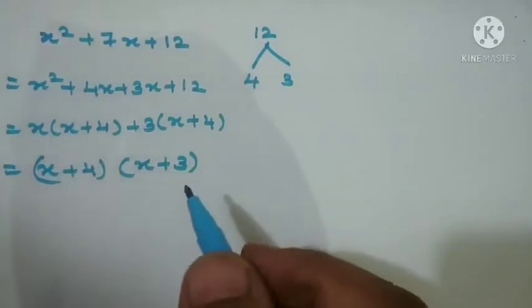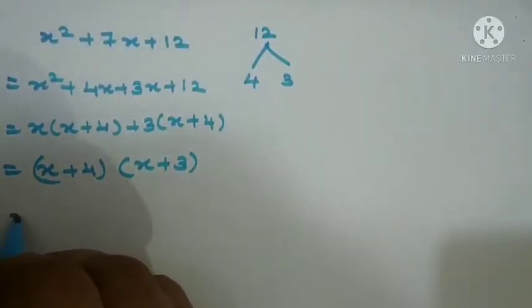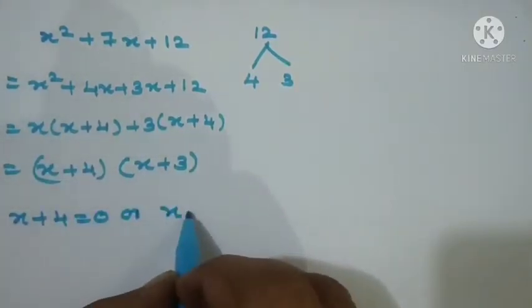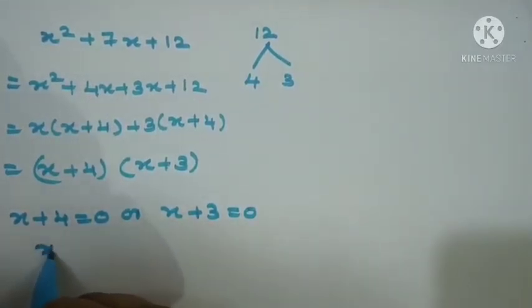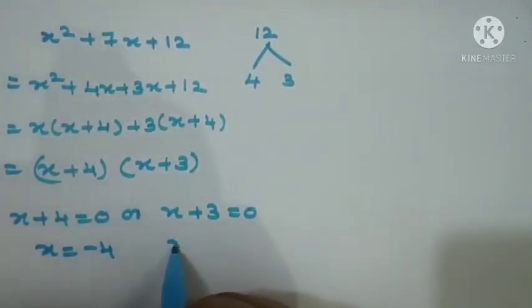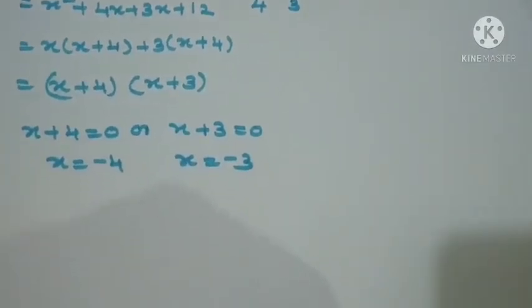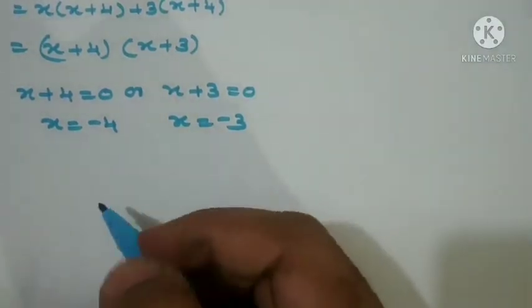Now what is the next step? We should equate them to 0. So we can write x plus 4 equal to 0 or x plus 3 equal to 0. That means x equal to minus 4, x equal to minus 3. So we got the zeros here, minus 4 and minus 3 only.